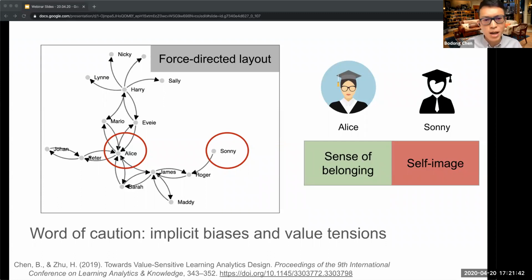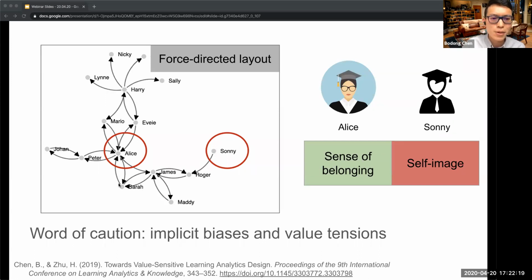In the network analysis pipeline, many analytical choices and decisions are made by sometimes different people. So for example, what you see on the left is a very popular layout called force-directed layout that pushes less connected nodes to the edge while keeping the well-connected ones in the center. So we need to recognize at this point that when such a visualization could boost Alice's self-efficacy or sense of belonging, because Alice is so well-connected and so central in this network, it might hurt Suni's self-image, and might hurt his future possibility of participating.